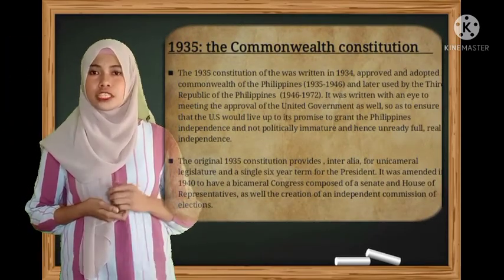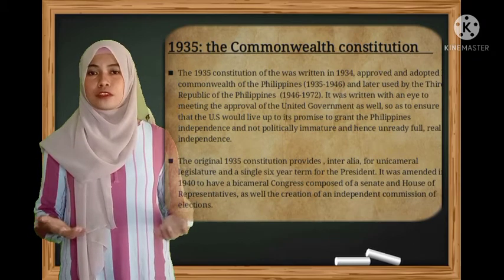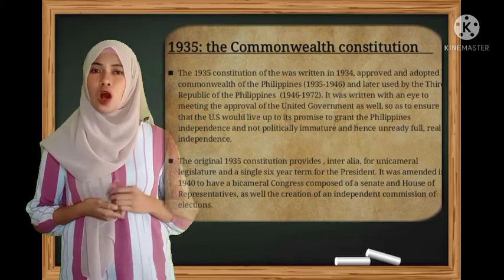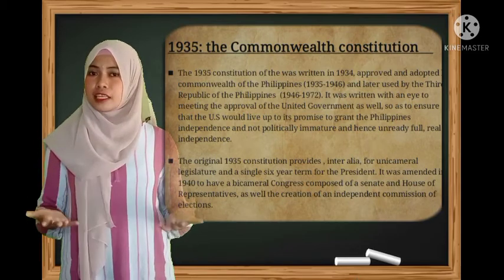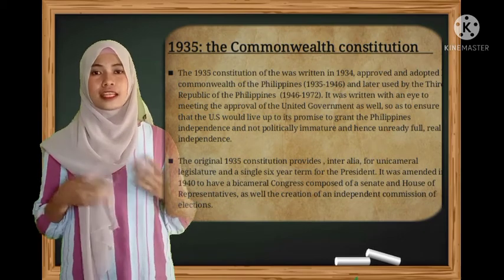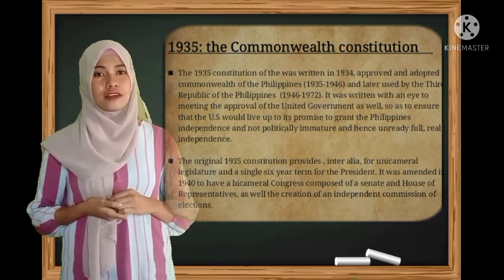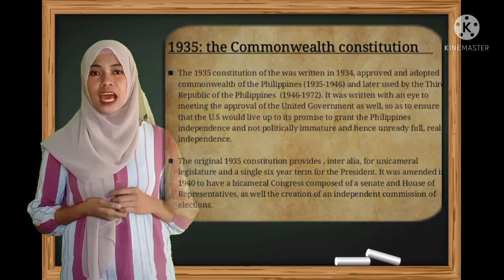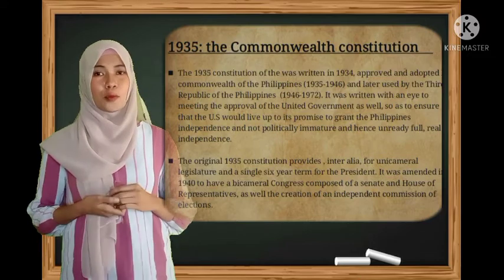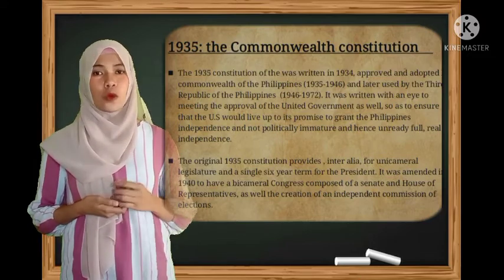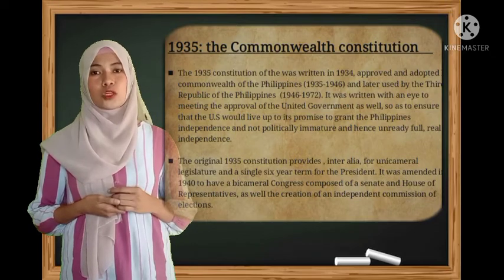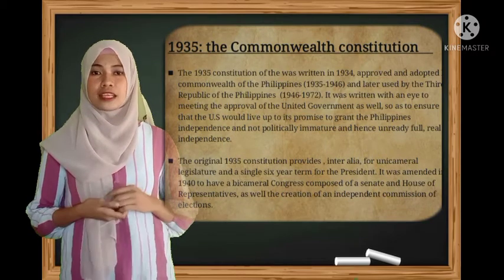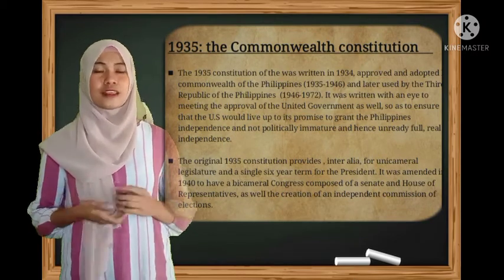1935, the Commonwealth Constitution. The 1935 Constitution was written in 1934, approved and adopted by the Commonwealth of the Philippines in 1935 to 1946 and later used by the Third Republic of the Philippines, 1946 to 1972. It was written with an eye to meeting the approval of the United States Government as well, to ensure that the U.S. would live up to its promise to grant the Philippines independence and not consider it politically immature and hence unready for full, real independence.